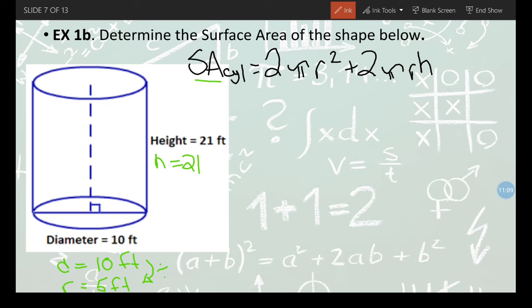So now I'll take the height and the radius and substitute them into here. So 2, now again, when these are all next to each other, they're really just being multiplied. So 2 times pi, and if you don't have the pi button on your calculator, just use 3.14.